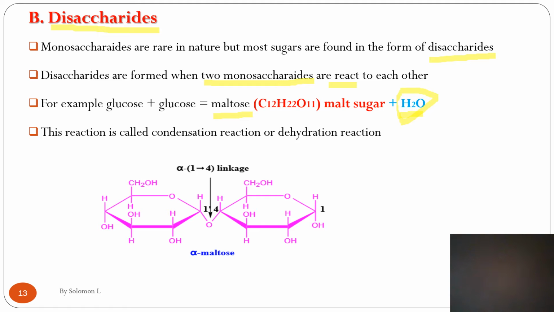Such a process or reaction is known as a condensation reaction or dehydration reaction, because water is lost, water is liberated in this reaction. To show this figuratively, this is the first glucose, and this one is the second glucose molecule. The linkage or the bond between these two glucose molecules is an alpha 1,4 linkage, or alpha 1,4 glycosidic bond, you can say.